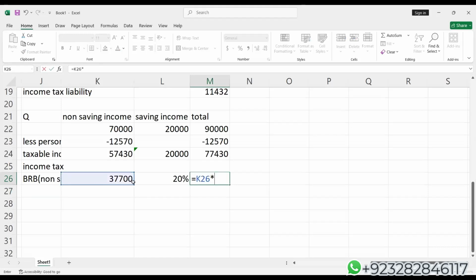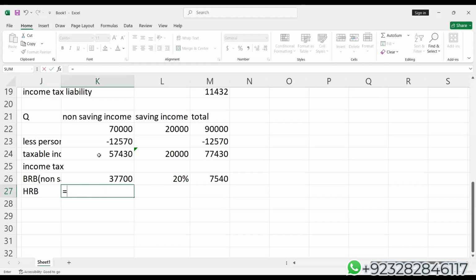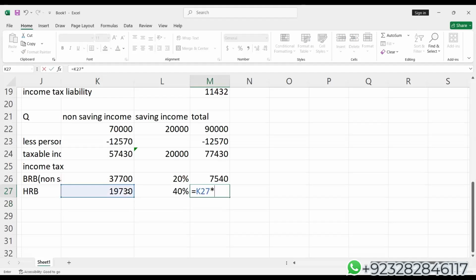37,700 multiplied by 20%. Let's see how much non-saving income falls in the higher rate band. We'll take this minus 37,700. Applicable tax rate is 40%. So 19,730 multiplied by 40%.